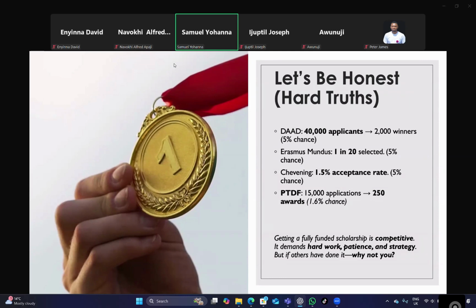Getting a fully funded scholarship is competitive, but it demands a lot of hard work and patience, and you need a strategy. But why not? If others can get it, you also have to believe in yourself. So these numbers are not to scare you, but to get you prepared that I have a task ahead of me and I have to be resolute, strong, patient, and strategic in order to win the scholarship as well.